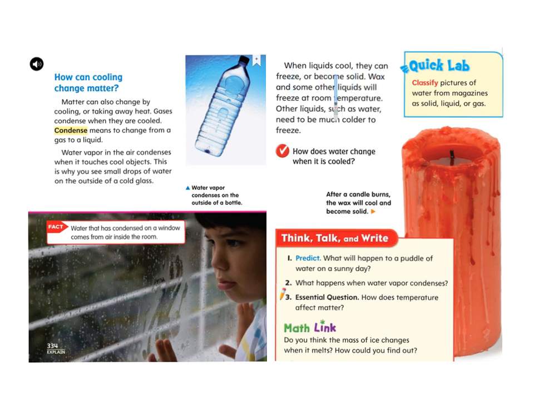When liquids cool, they can freeze or become solid. Wax and some other liquids will freeze at room temperature. Other liquids, such as water, need to be much colder to freeze. So here's another example. When we add heat to this solid wax, it will start to melt and turn into a liquid. And then as it starts to cool off again, when we blow out the candle, this liquid wax turns back into a solid and it's hard again.